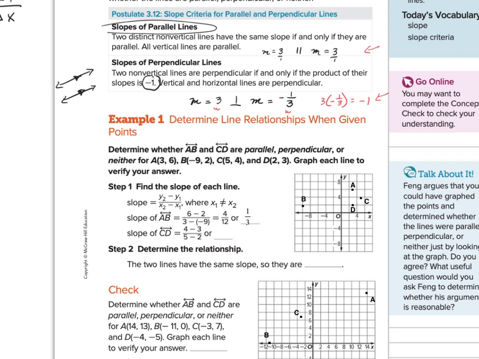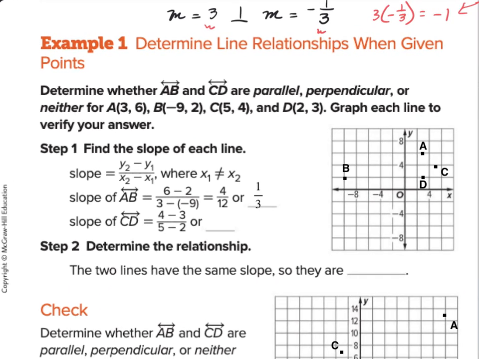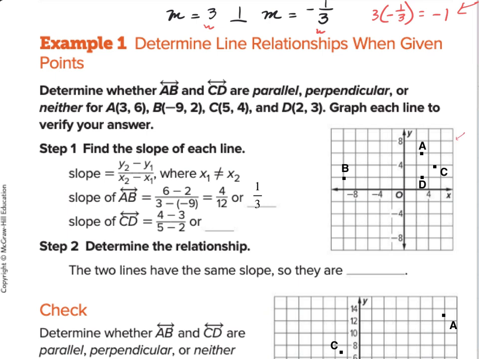So looking here, determining the line relations given the points. What I've tried to do here is go ahead and plot some points to help us out. Determine whether line AB and line CD are parallel, perpendicular, or neither. They've given us the points, and I plotted them over here. Hope they're right. And it says graph each line to verify your answer.